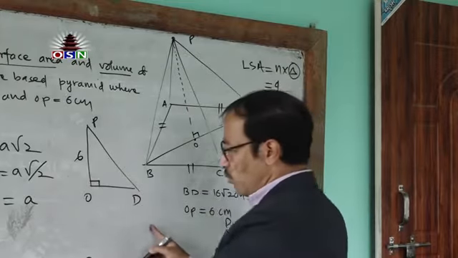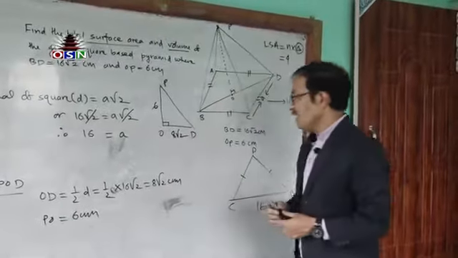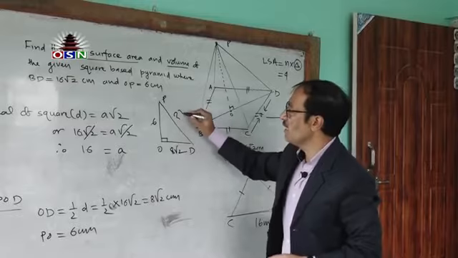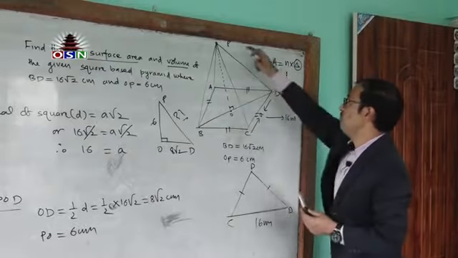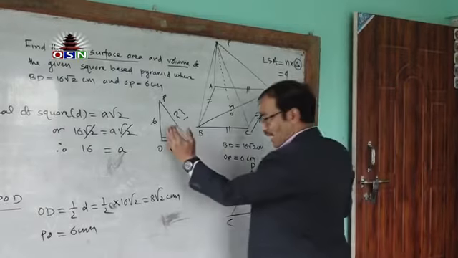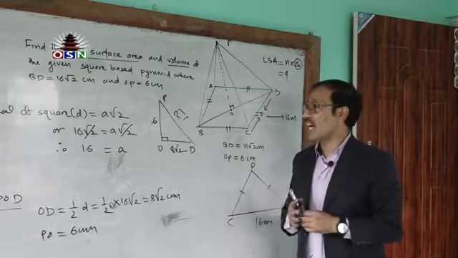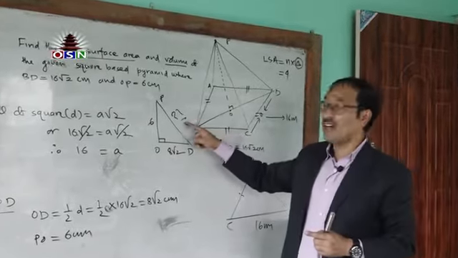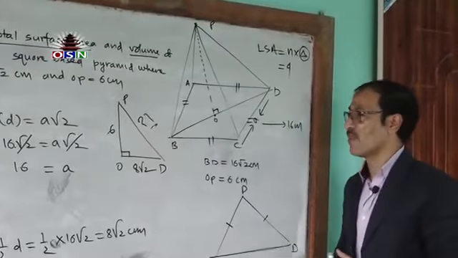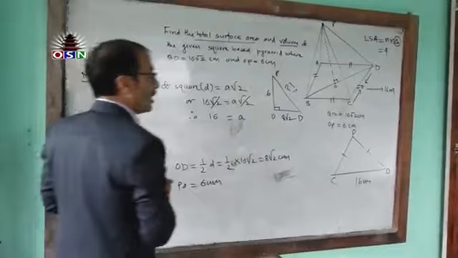And OD we have already found as 8 root under 2. That means by using Pythagoras theorem, we can find this side, PD. In case of a right angle triangle, if two sides are known, to find the unknown side we have to use Pythagoras theorem. So let's use Pythagoras theorem here.